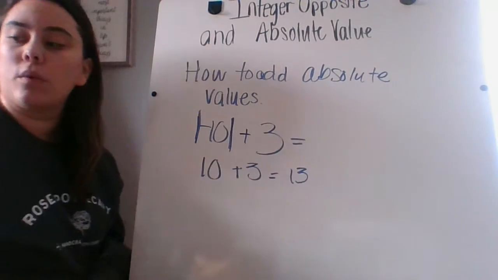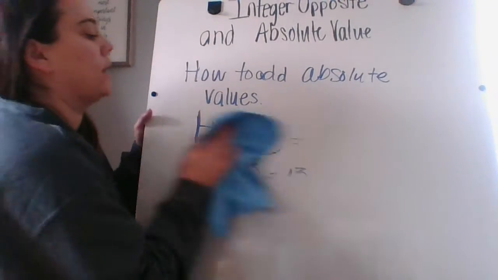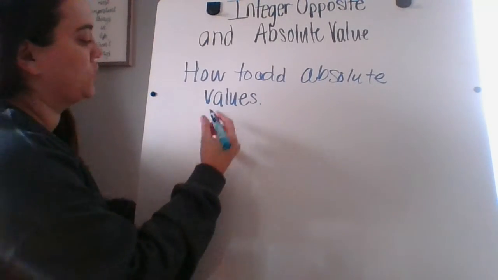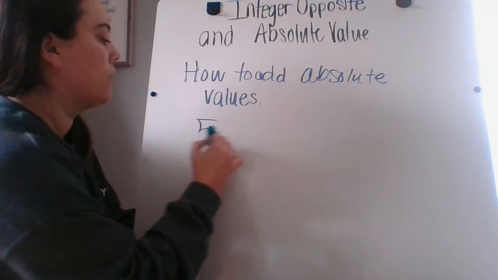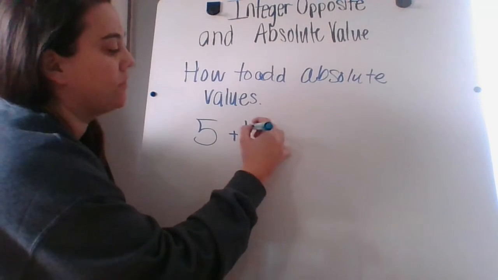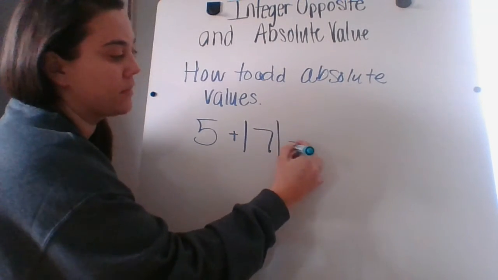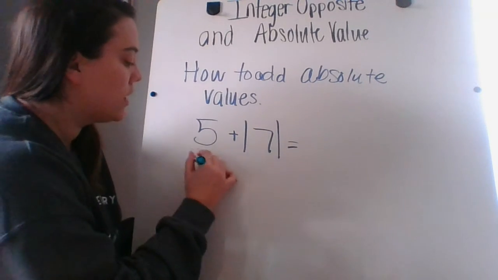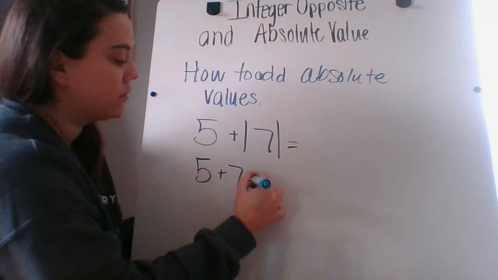Let me show you one more. They want me to do 5 plus the absolute value of 7. Well, again, absolute value is always positive. So that would just be 5 plus 7, which equals 12.